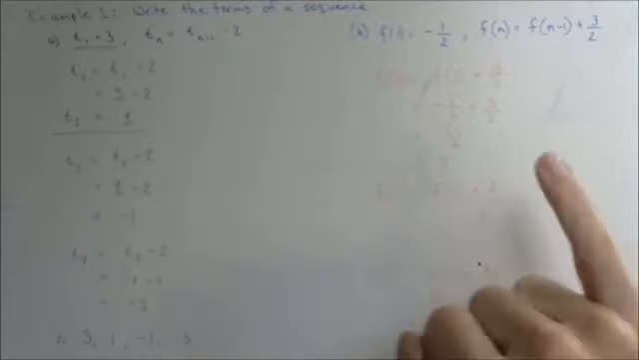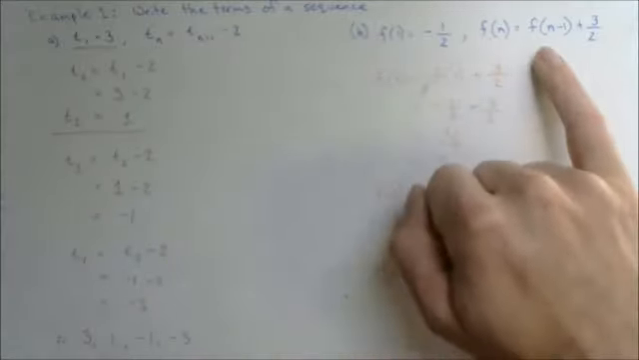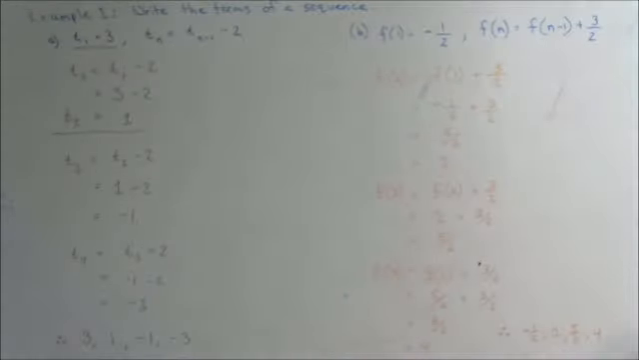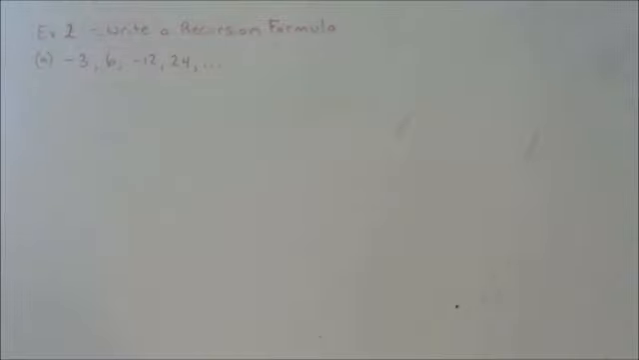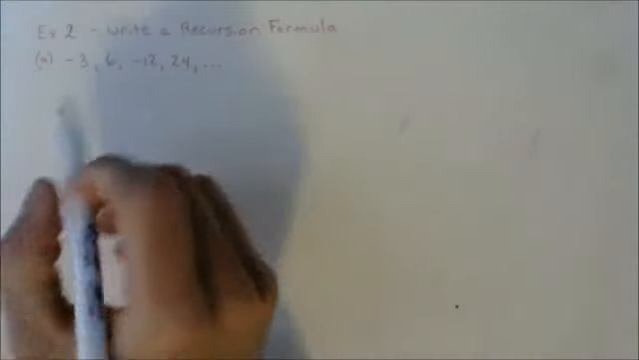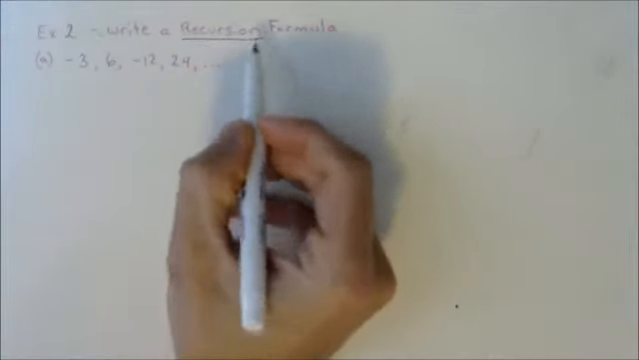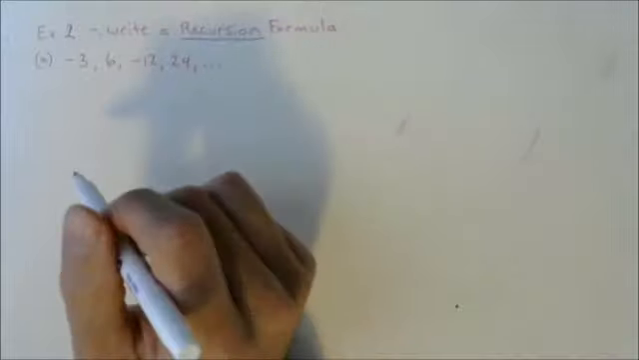So developing the terms of a sequence when you're given the recursion formula is not very difficult. Just be careful. Take that first term and do exactly what it says in the second part of the recursion formula. In example 2, we're asked to write a recursion formula given a sequence. So for A, we have the sequence -3, 6, -12, 24. Not a very complicated one, but we're going to look for a pattern in these terms. A recursion formula is how you get from one term to the next term.